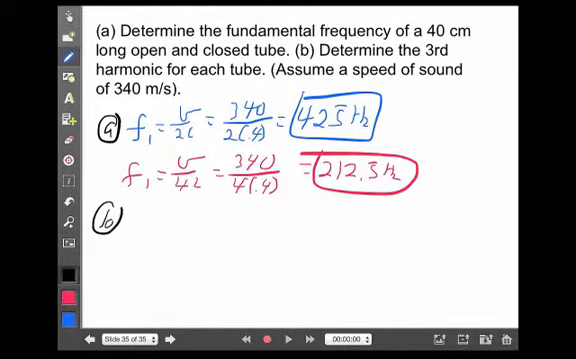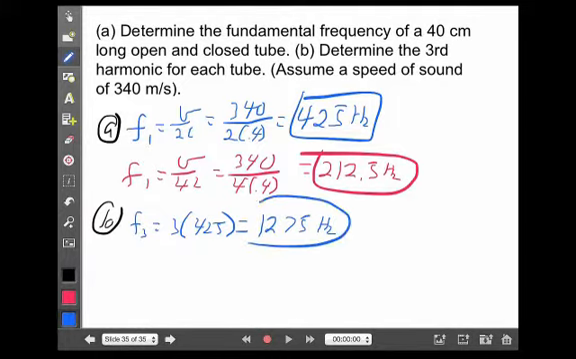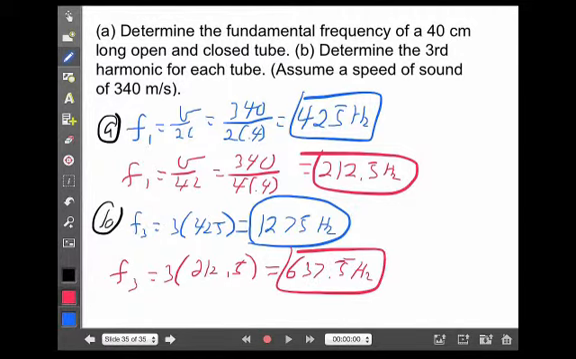Now, the third harmonic for the open tube would be 3 times its F1, which is 1275 hertz. And the F3 for the closed tube, 3 times 212.5, 637.5 hertz. Okay. Not too complicated.